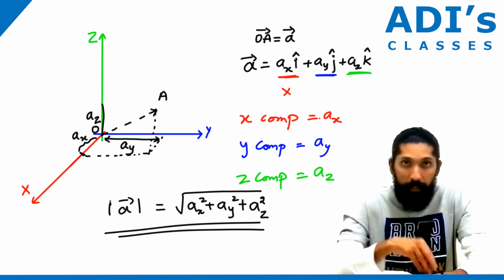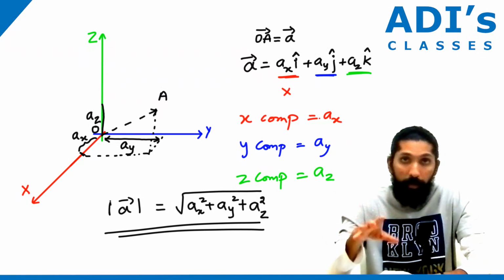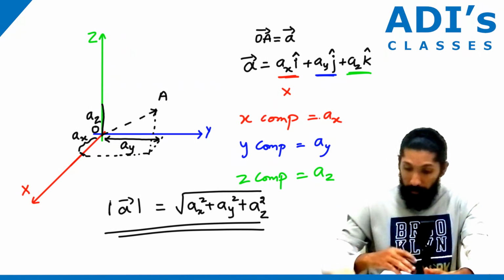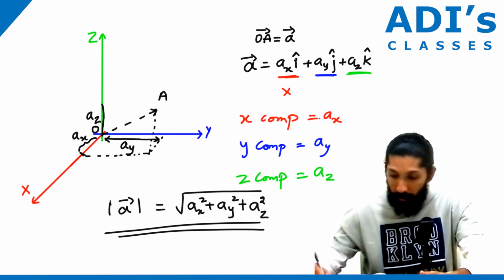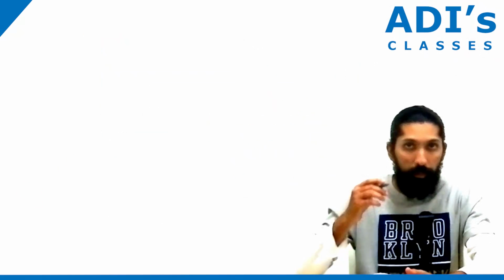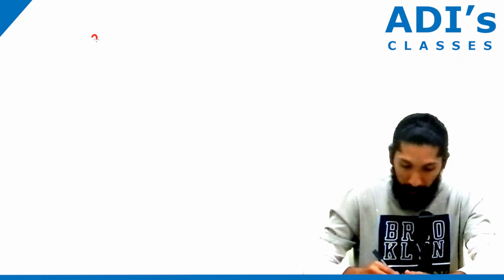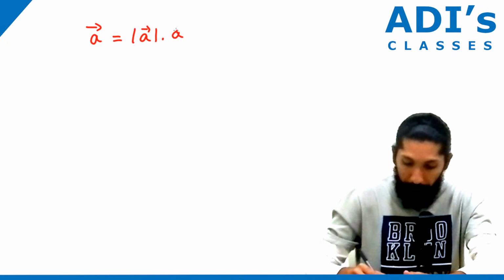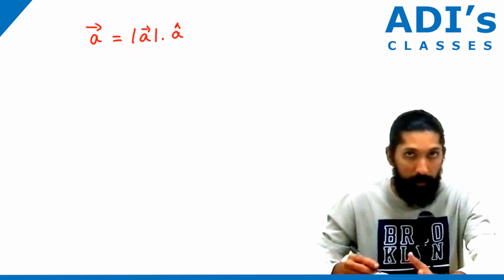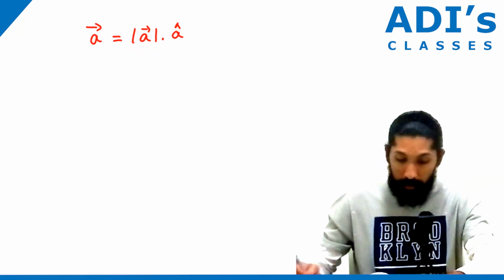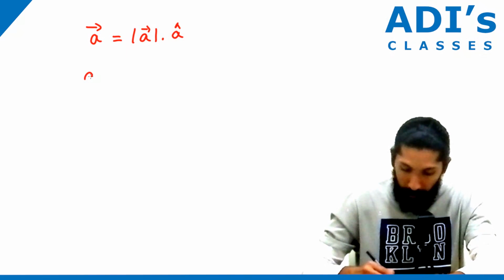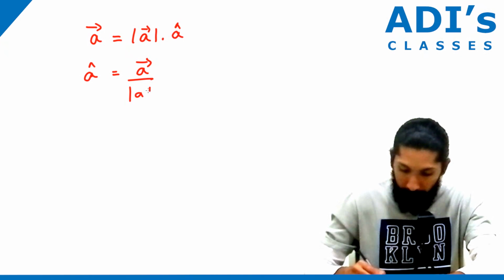That's why we take the basic definition of a vector. From that, we calculate the direction. Clear? So, what is the basic definition of a vector? We'll start from that one. Vector A is equal to mod of A into A cap. Correct? Now, A cap is the direction. So, A cap is equal to vector A divided by mod of A.